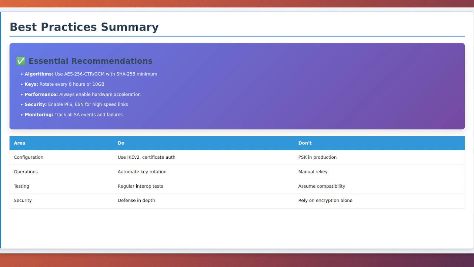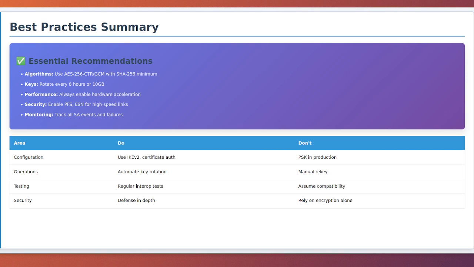Testing and validation should be comprehensive and ongoing. Perform interoperability testing before deploying new equipment or software versions. Regularly test failover and recovery procedures. Conduct penetration testing specifically targeting your ESP implementation. Use packet captures to verify correct ESP packet formation and counter management. Implement automated testing for configuration changes before they reach production.